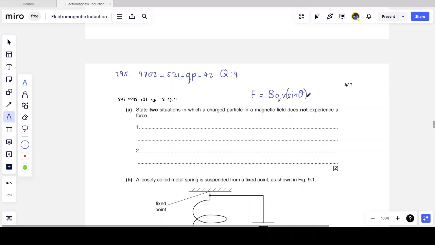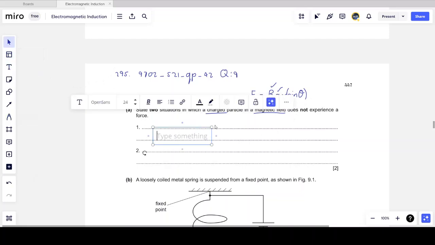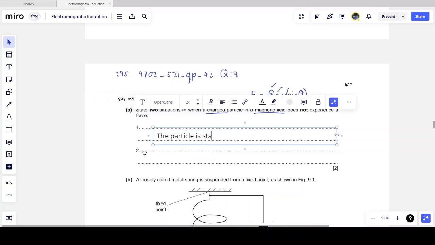And what I can see from this equation is that there's a force on the charged particle. I know that the particle is charged, so it definitely has a charge Q. There is a magnetic field, so there's definitely a B. But the two things that don't necessarily have to exist, given the situation, are V and sine theta. So those are the two situations in which a charged particle will not experience a force. The first of these would be when V is equal to 0. Simply put, the particle is stationary. Stationary charges do not feel forces in magnetic fields. So I can simply say the particle is stationary.